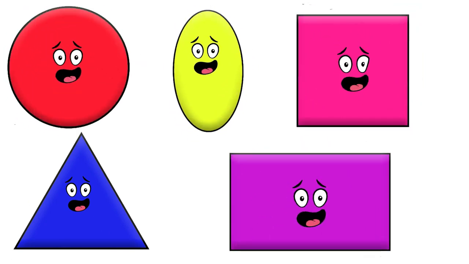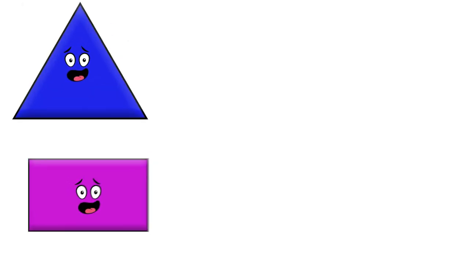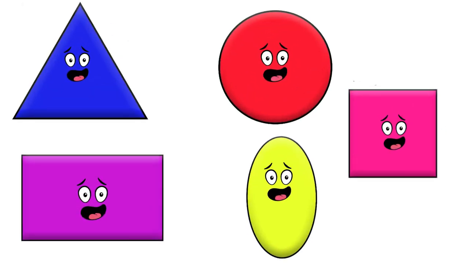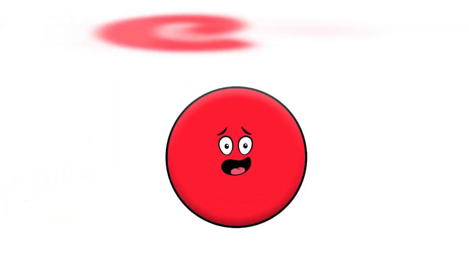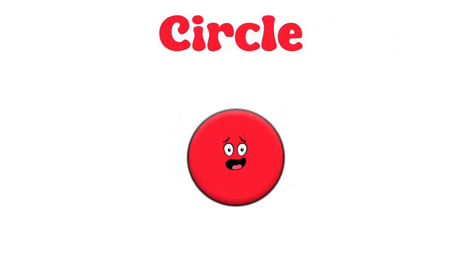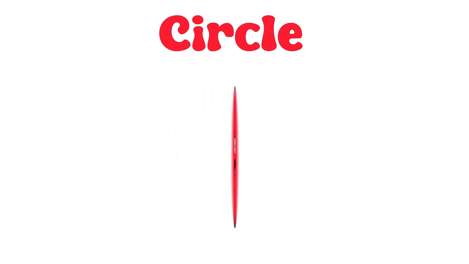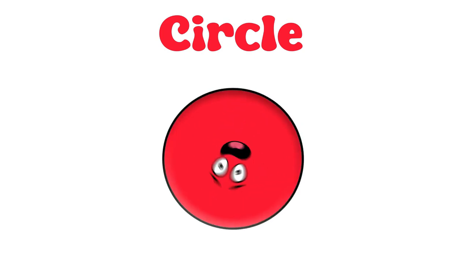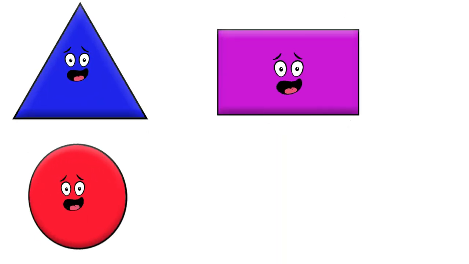We are shapes. Yes, we are shapes. Triangle, rectangle, circle, oval, square. I'm a circle, round and round, round and round, and round I am. Triangle, rectangle, circle, oval, square.